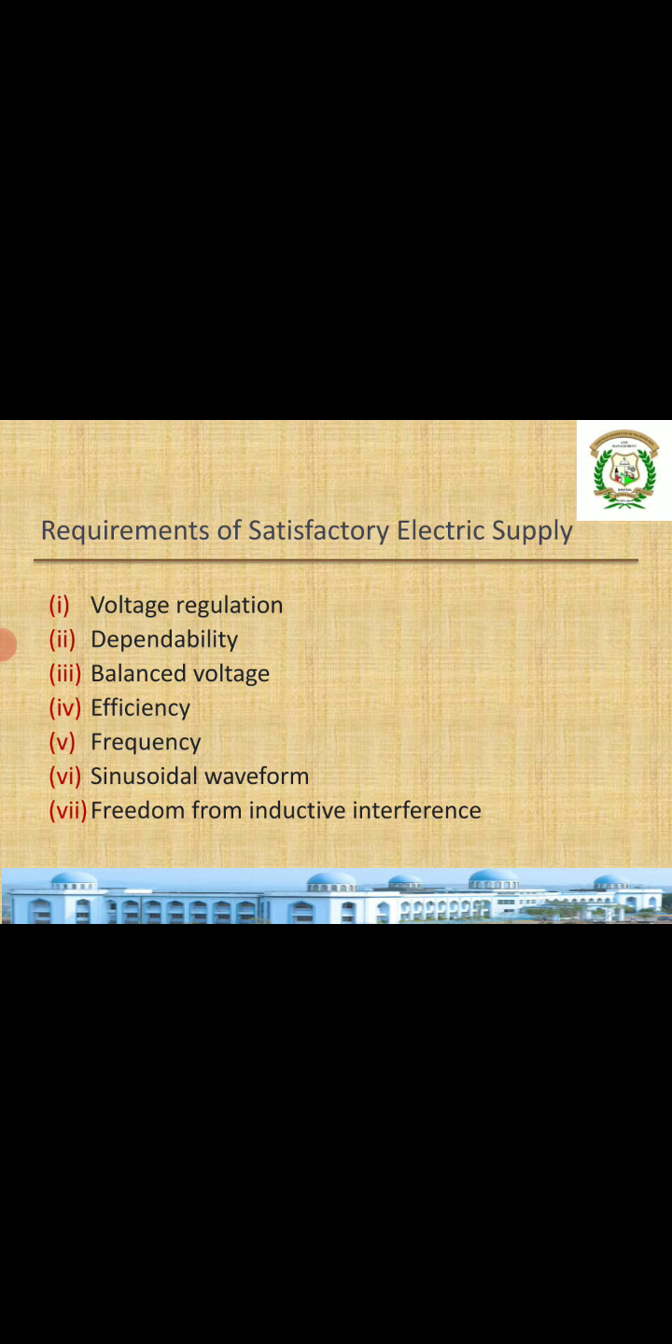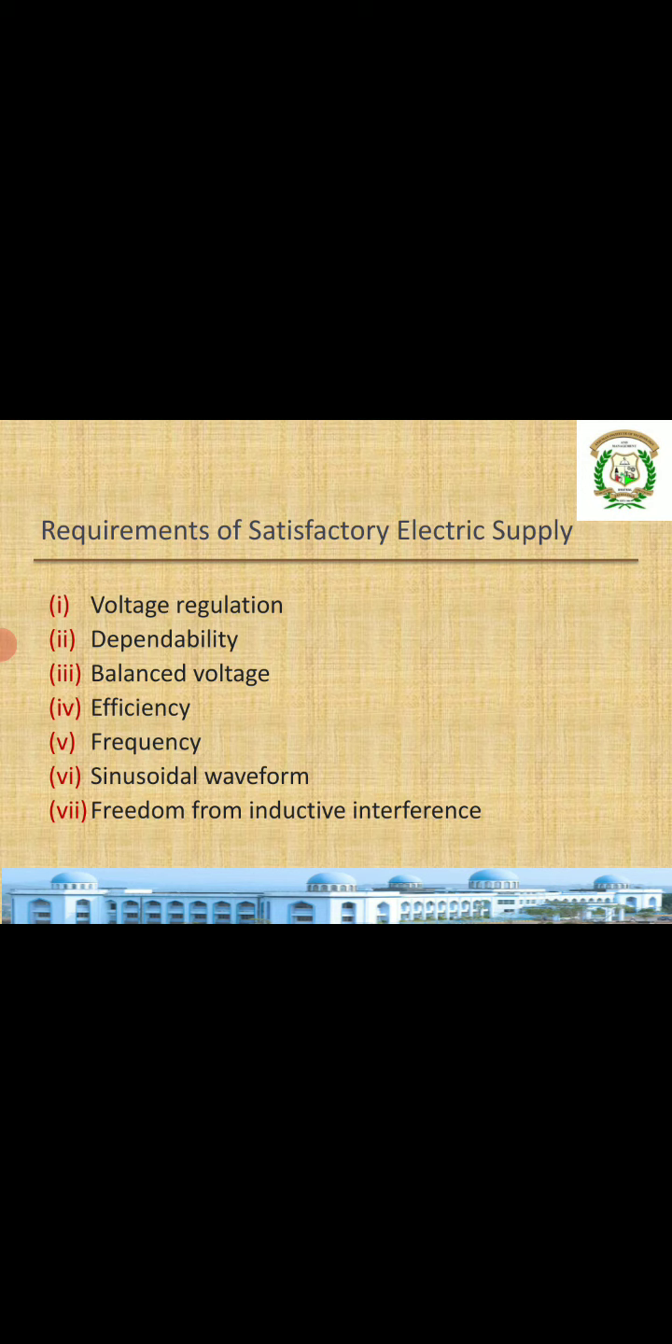Frequency: a small deviation in frequency will make a major disturbance in the machineries. That's why the supply system should have a proper, fixed frequency, without any frequency deviation. Sinusoidal waveform: the alternating voltage supplied to the consumer should have a sine waveform, because any harmonics present in the system will distort the waveform. Harmonics may be harmful to the generators and the operation of the different machineries. So it should be free from harmonics and deliver a clean sine wave to the user.